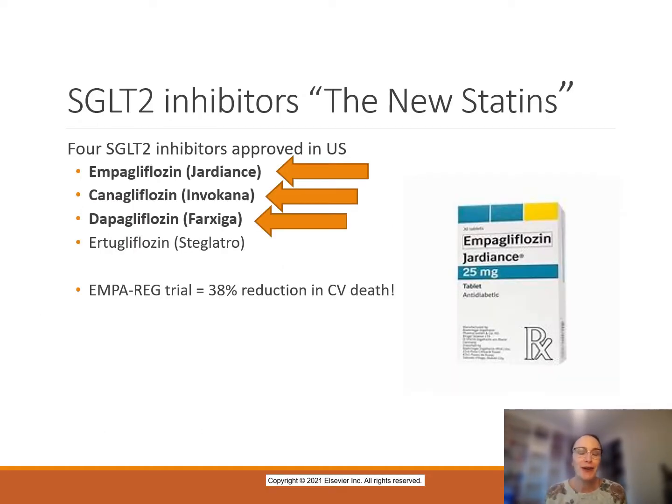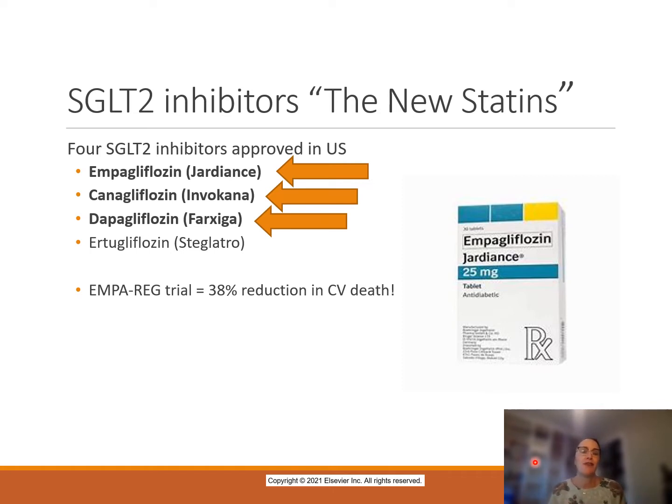SGLT2 inhibitors are being called the new statins. I apologize, I'm not really going into what SGLT2 inhibitors are, but be sure to look that up if you're not familiar with them. There are 4 that are approved in the US, and basically these medications work by allowing your kidneys to spill extra glucose into the urine. The 4 approved in the US are listed here. There are 3 of them that show reduction in CV death. Specifically, the one I use, empagliflozin or Jardiance, is our big one at our institution.